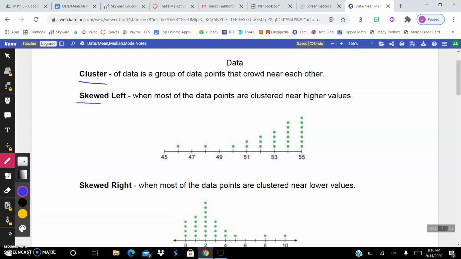Skewed left is when most of the data points are clustered near higher values. So I put a visual example here for you. See, it goes like this. This is considered the tail at the low end. And when the tail is at the left side, it's considered to be skewed to the left.